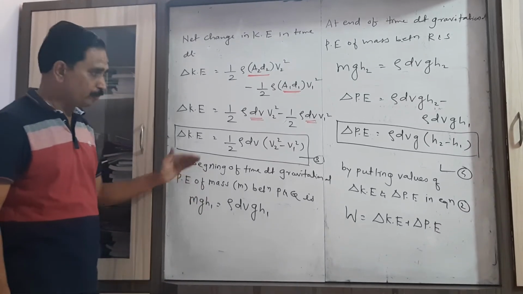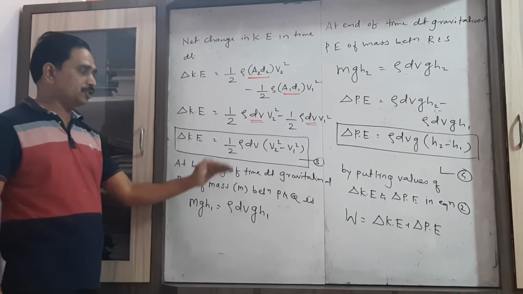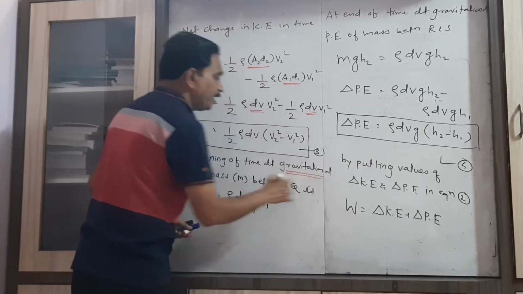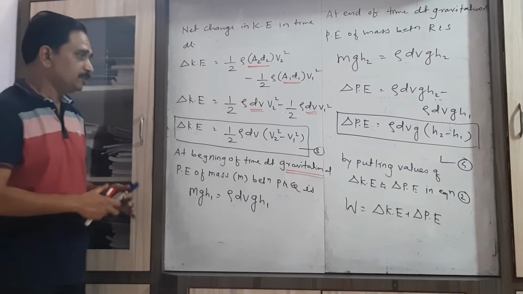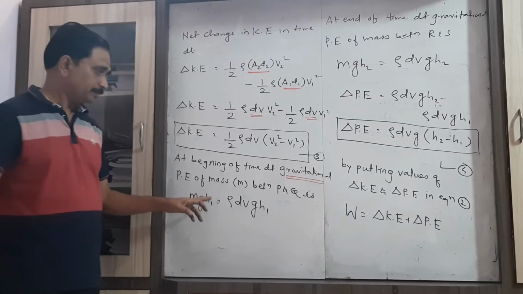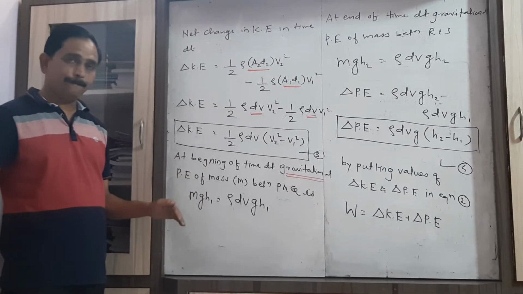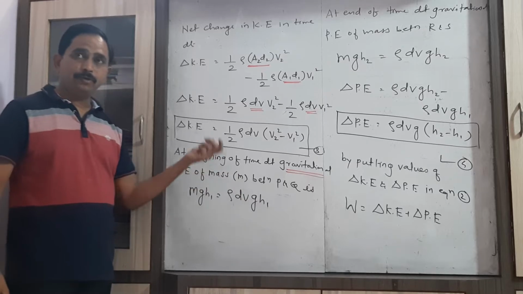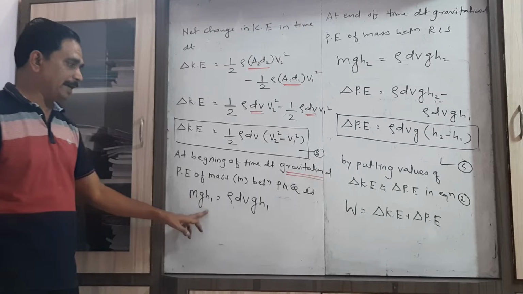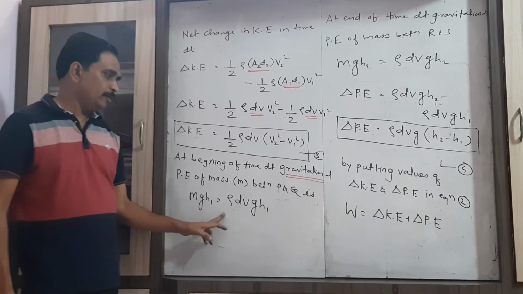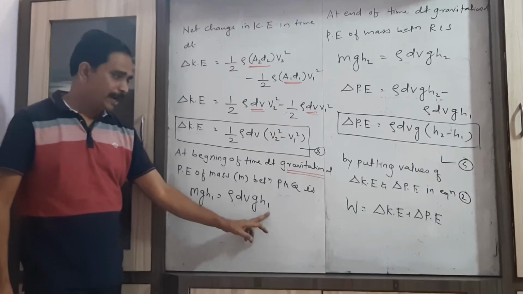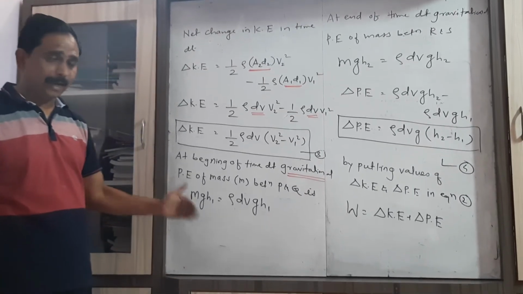Now similarly, we have to find the change in gravitational potential energy, because here that pipe is at different heights, so that's why there is a change in potential energy. Now potential energy of mass m between the two ends, that is the P and Q end, is mgh1, equal to the mass times acceleration due to gravity times height, because the formula for potential energy is mgh.